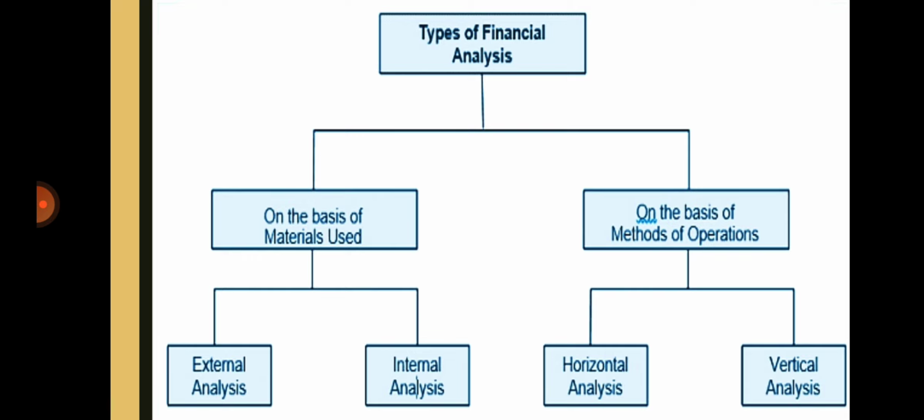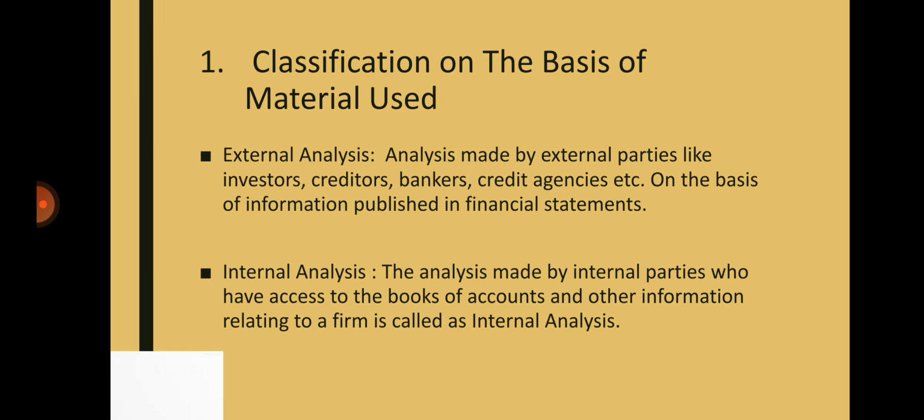First one is the classification of financial statement analysis on the basis of materials used. In that we have external analysis and internal analysis. And the next type is on the basis of methods of operandi. In that we have horizontal analysis and vertical analysis. Now let us learn these types one by one in detail.